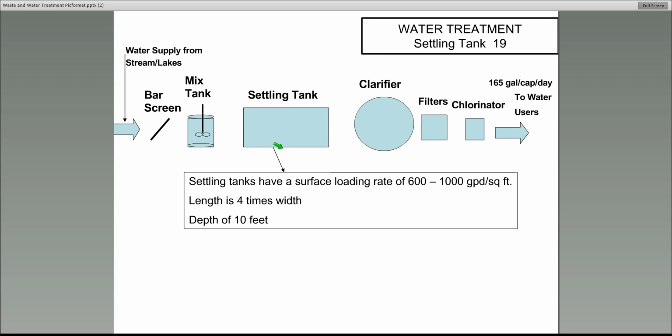Usually if you get a depth of more than 10 feet, then you're going to hit solid rock in a lot of places, since a lot of the water treatment plants are near the water source. Or if you have a depth greater than 10 or 12 feet, then people have to get down and clean out these tanks. And it would be dangerous and difficult to clean them out if you get the depth too much.